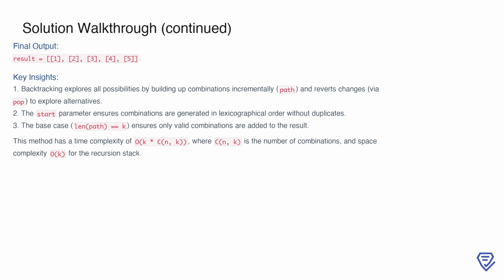First, the method systematically explores all possibilities by incrementally building combinations in the path and backtracking using pop to explore alternatives. Second, the start parameter ensures we avoid duplicates and generate combinations in lexicographical order. Lastly, the base case, which checks if the length of path equals k, ensures that only valid combinations are added to the result. This approach has a time complexity of O(k * C(n, k)), where C(n, k) is the total number of combinations, and a space complexity of O(k) for the recursion stack. These properties make backtracking a powerful and efficient tool for solving combination problems.